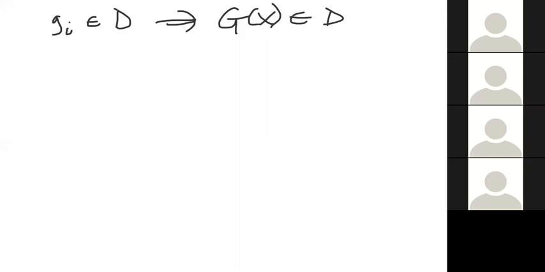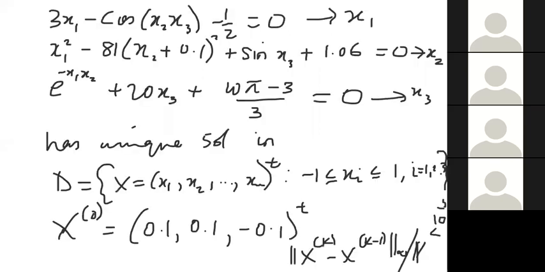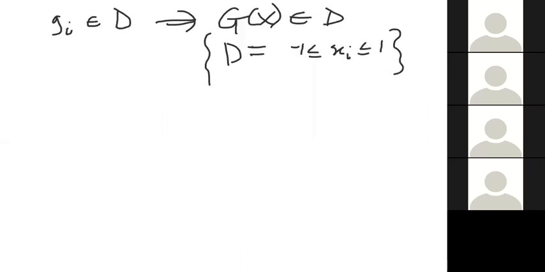Because remember, D has, let me delete this part. Remember, D has this |xi| less than or equal to 1. This is what we have been given in the question. Did I write this part? D, yes, we have this. So we just need to make sure that it is less than or equal to 1.